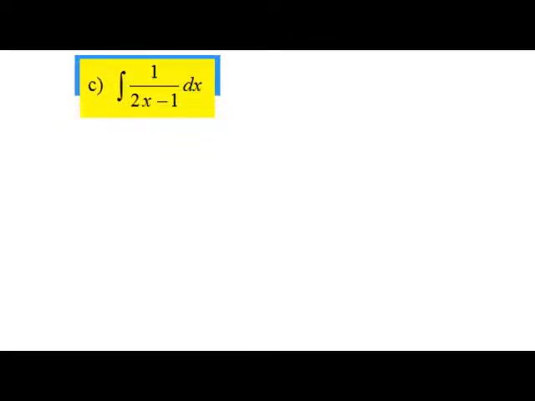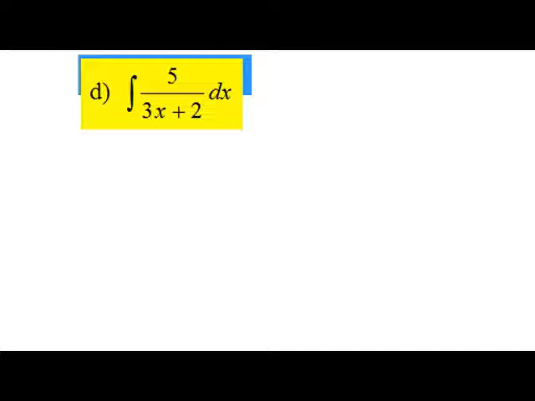Next, for part C here, the coefficient here is 1, so no need to factorize. So we may write a ln of the absolute value of 2x minus 1, over the coefficient of x here, which is 2. And then divided by 2 plus c. Next, for part D here, this is your homework. I hope you all can solve this question.